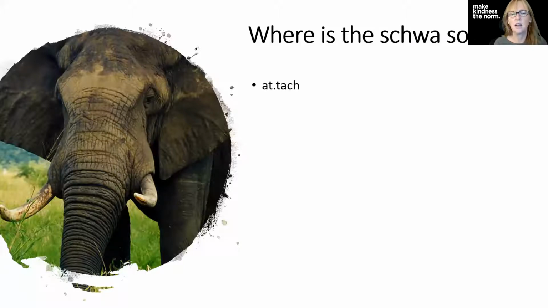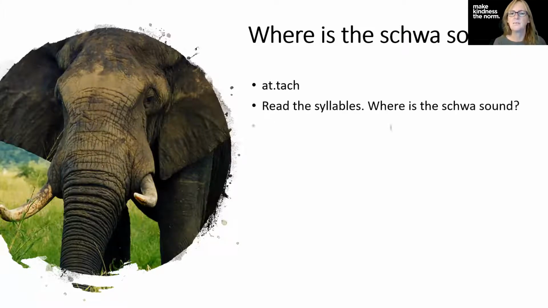Attach, attach. First syllable or second syllable? Listen to that second one, tach. I can hear the a like the cat is at the chair. So that's not it. That's a normal A, short A sound. Attach, uh. That is definitely the schwa sound spelled with the letter A. So the first syllable spelled A is where it is.